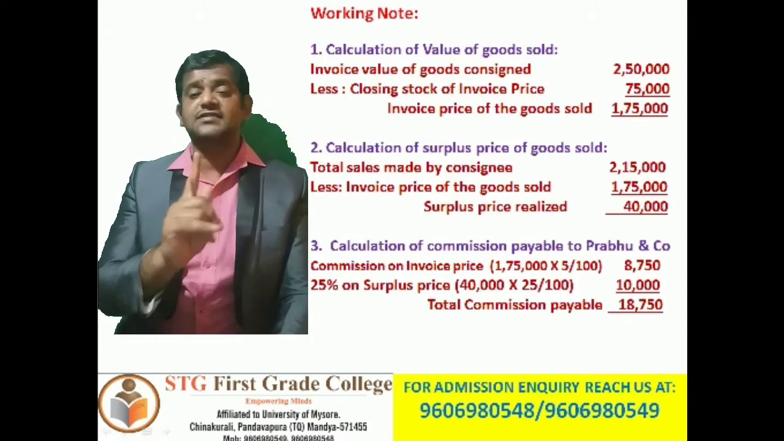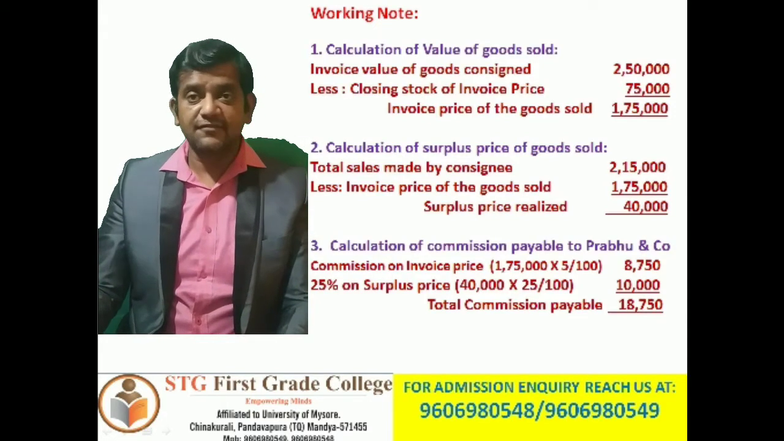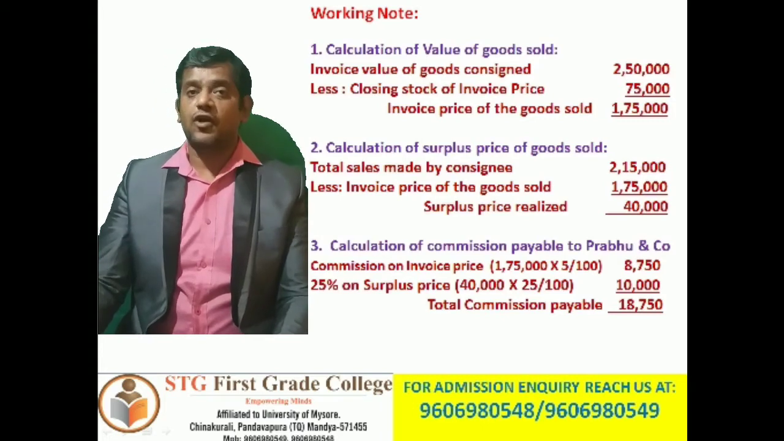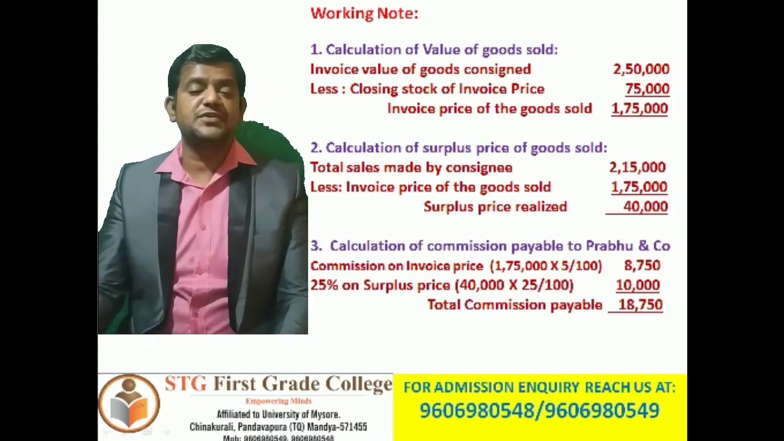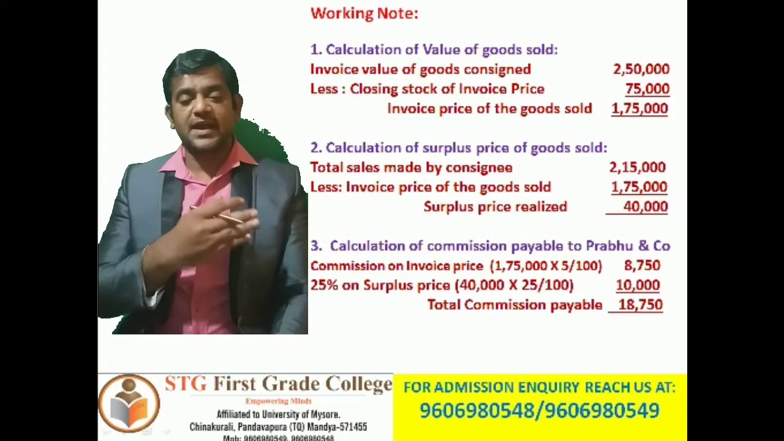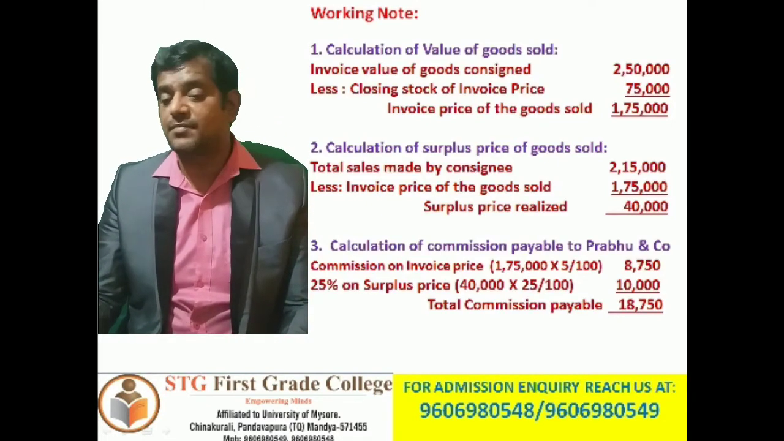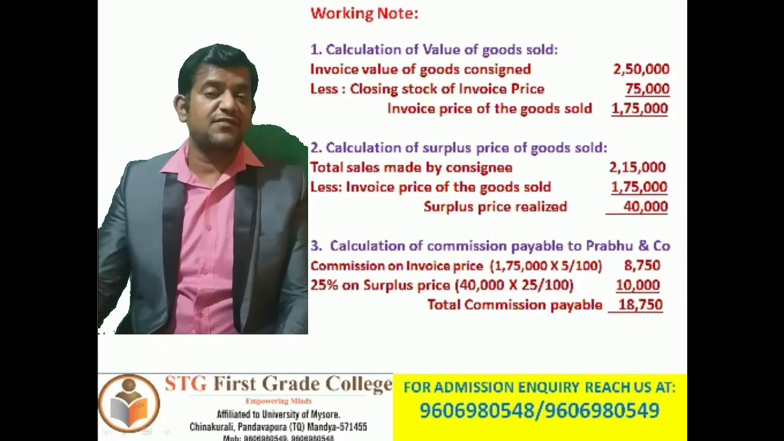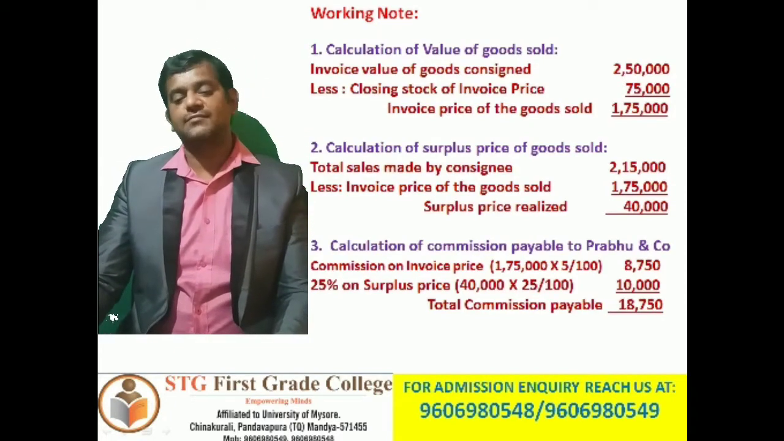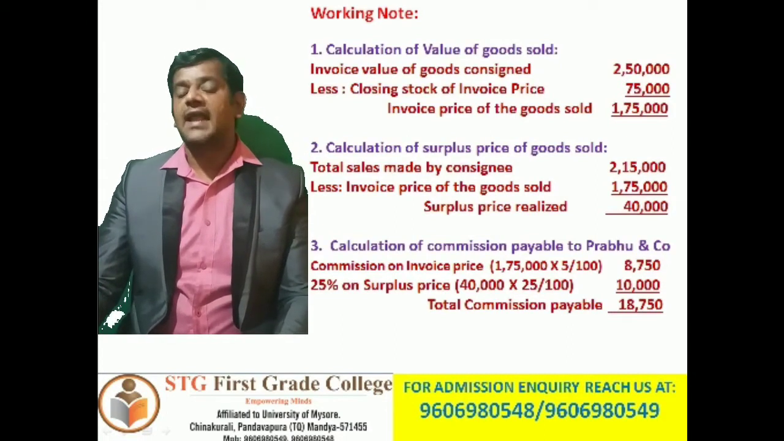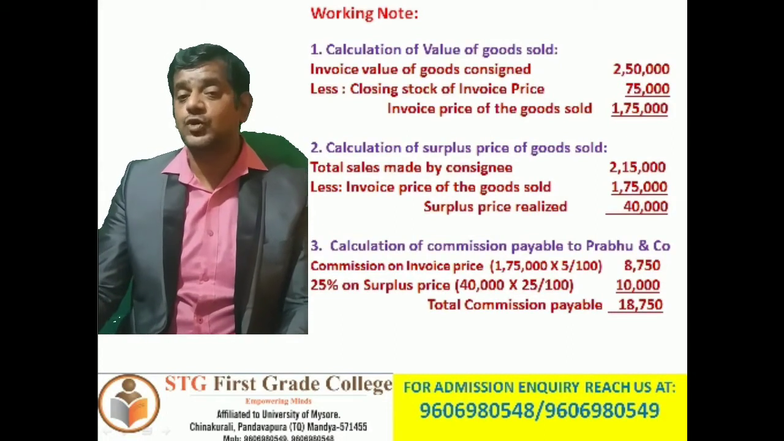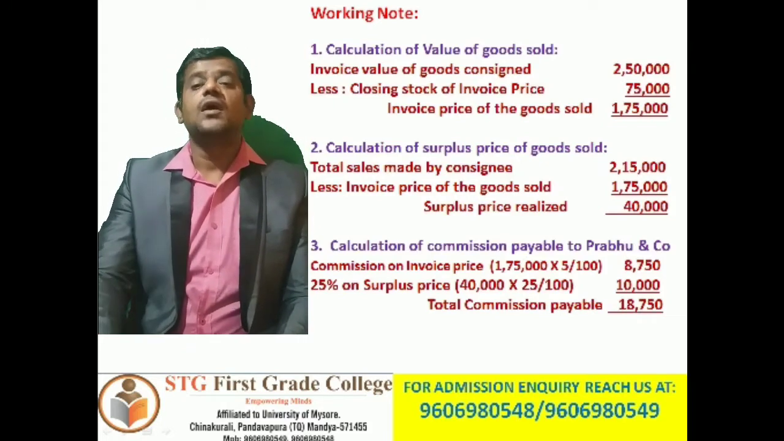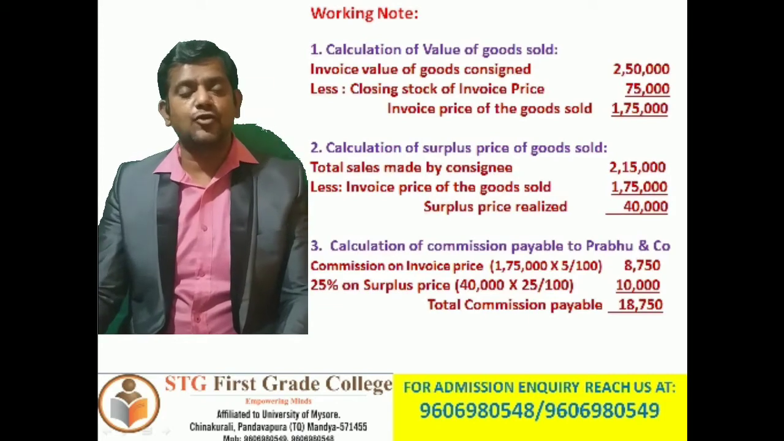Then there was a separate note which has been given clearly: 25% of any surplus price realized should be given. So what is the surplus price we got? 40,000. So take down 25% of surplus price, open the bracket, 40,000 into 25 divided by 100. That comes to 10,000. Now add both, 8,750 plus 10,000, that comes to total commission payable, 18,750. How much total commission payable? 18,750.